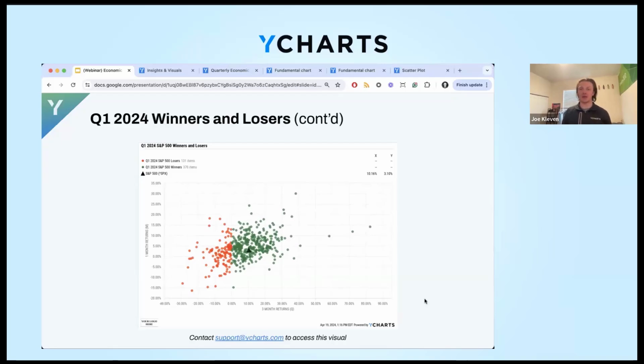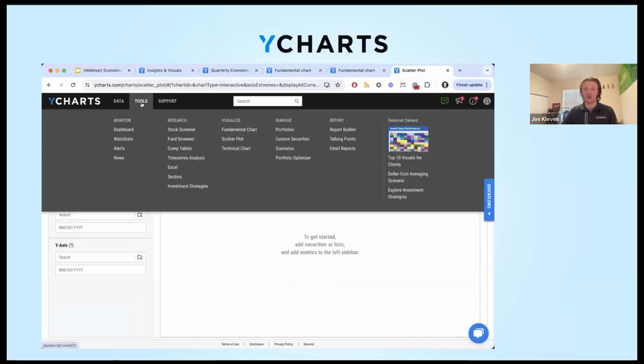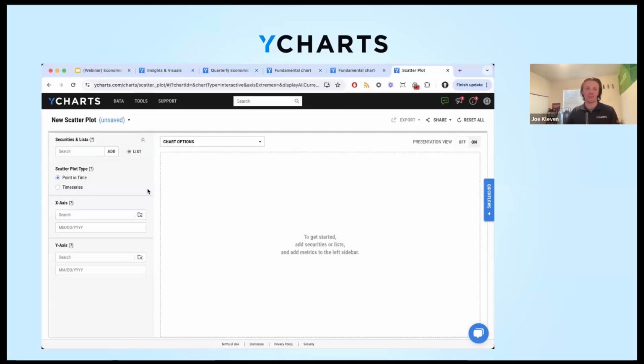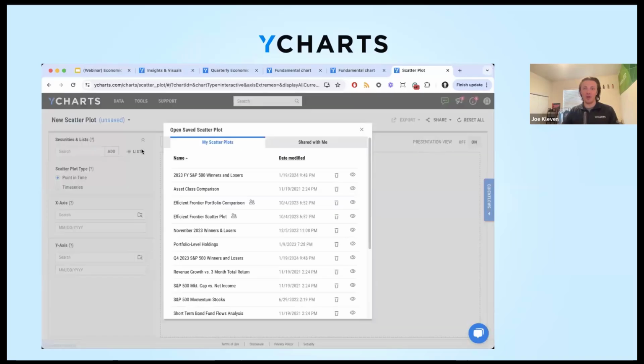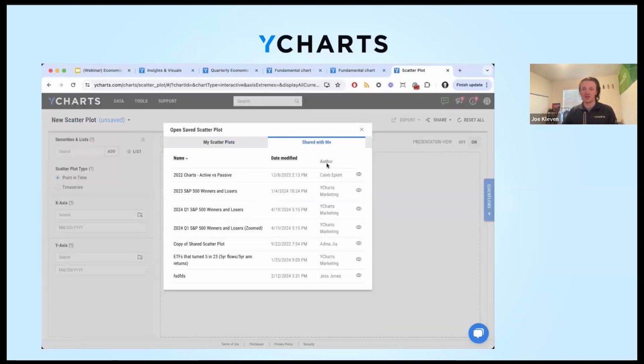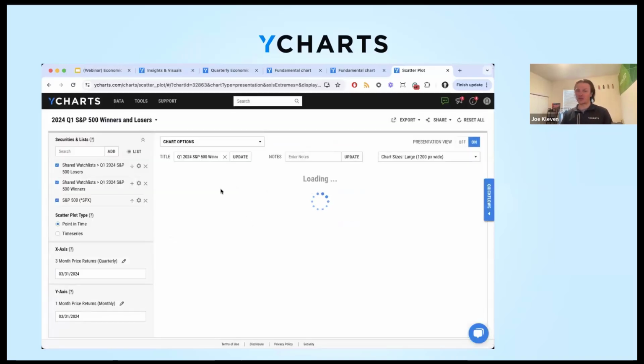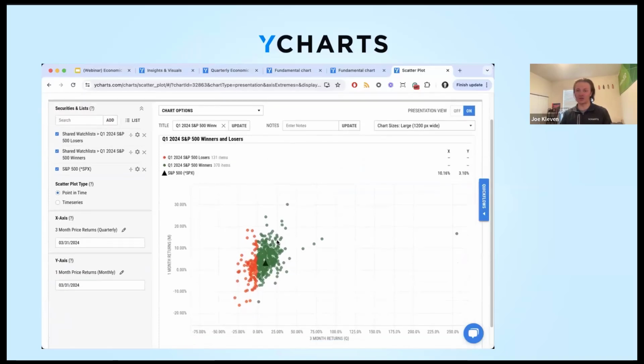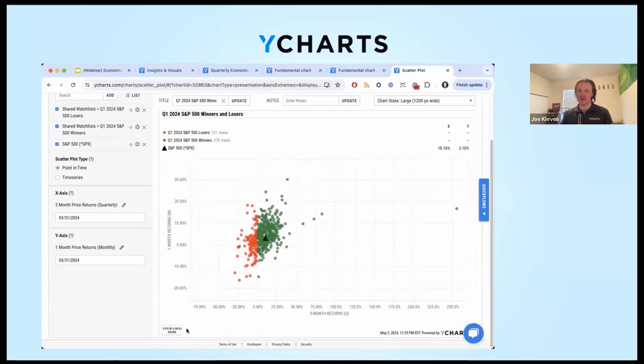Both of these charts are again available to YCharts clients who opt into our client group, and these watch lists are essentially shared with you in your account, and you can build them very easily like so. If you head into tools, and instead of fundamental chart this time, we'll keep within visualize, but go to scatter plot. You can simply open up this chart shared with me, and you'll see that the creator of it is YCharts Marketing, which is my team. By clicking on either of these charts, they will load automatically. That took, what was it, Tom? 3, maybe 4 clicks to load. Yep. Once again, your logo populates right here automatically.